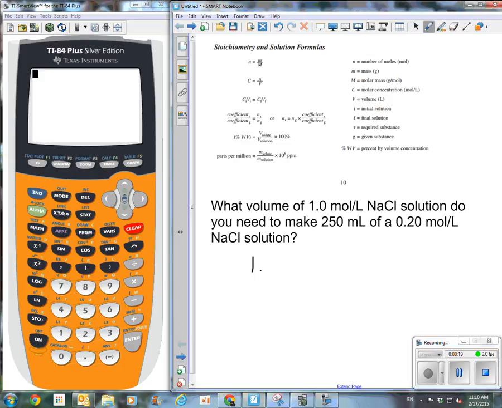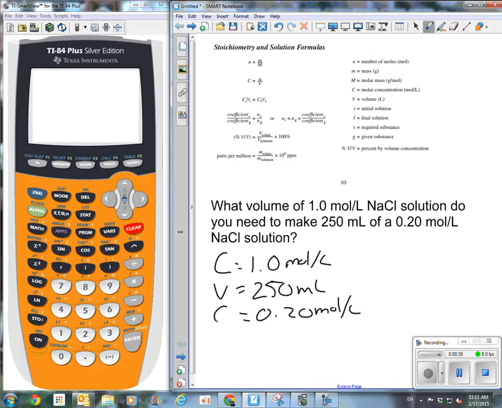I have 1.0 moles per liter. Well, that's a concentration. I have 250 milliliters, and that is a volume. And then I have 0.20 moles per liter, and that's also a concentration.